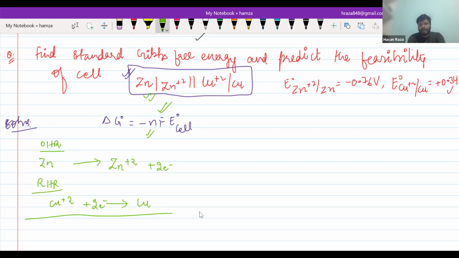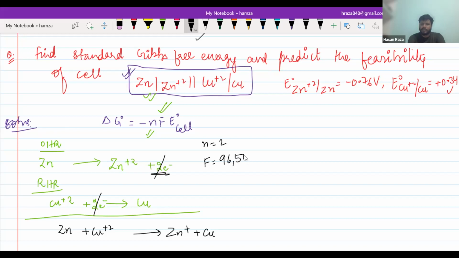After adding the oxidation half reaction and the reduction half reaction, you will get the equation Zn plus Cu plus 2 will give Zn plus 2 plus Cu. Now these electrons will be cancelled. Now you can see the number of electrons transferred is n equal to 2. F, I told you, is a constant and it has a value 96,500 coulomb.